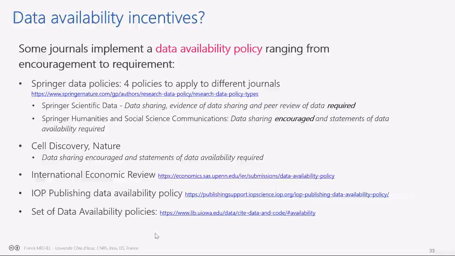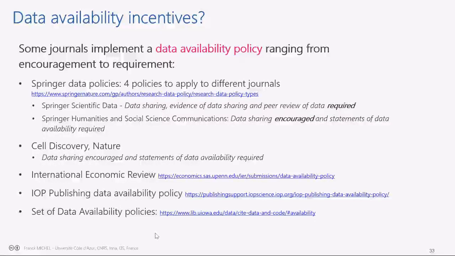Okay, so what about the incentives that we have? And to continue now, specifically on the case of the data, some journals implement what they call data availability policy. Here I have listed some of those. In Springer, for instance, Springer has edited a set of 4 different policies, and you can see that they go from simple encouragement to a requirement.